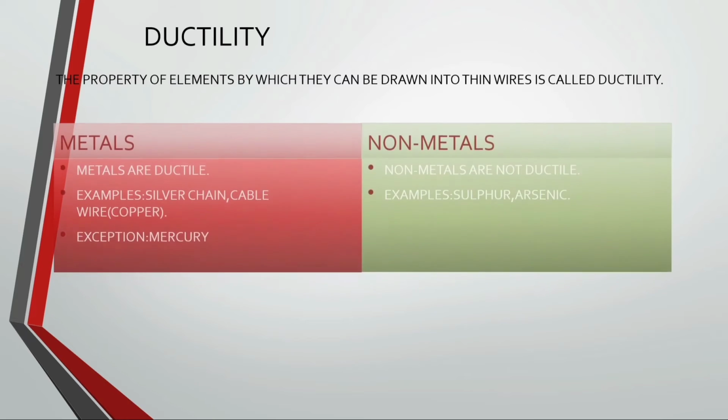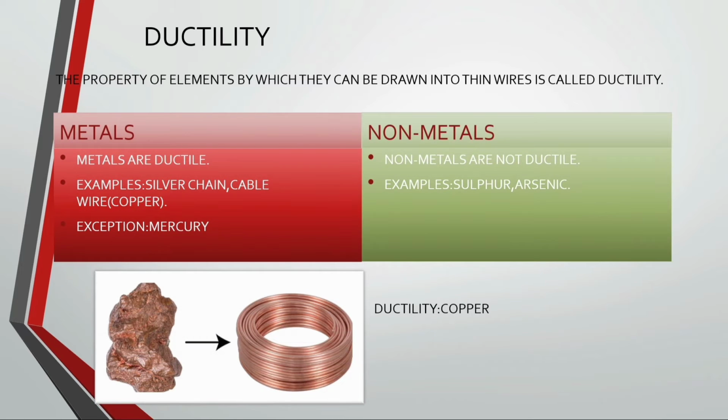Next we have ductility. The property of elements by which they can be drawn into thin wires is called ductility. Metals are ductile. Examples: silver chain, cable wire which is made up of copper. An exception is mercury. Whereas non-metals are not ductile. Example, sulfur and arsenic. Gold is the most ductile, as 1 gram of gold can be used to draw a wire of length of 2 kilometers.